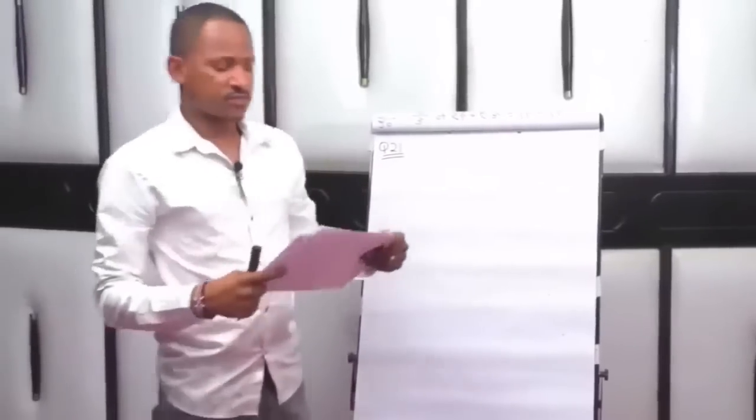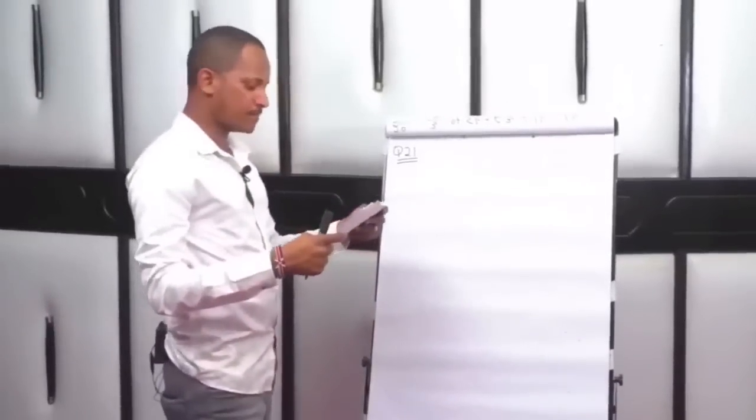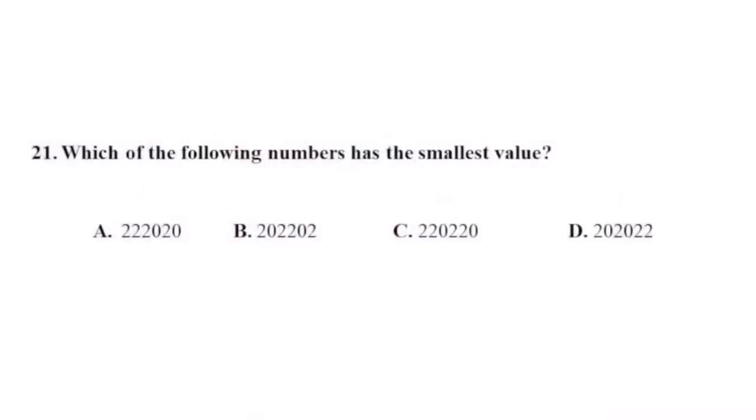So this is also a very common question. Which of the following numbers has the smallest value? Now, when you are given numbers, you've been given choices A, B, C, and D. You are then told which of those numbers has the smallest value.